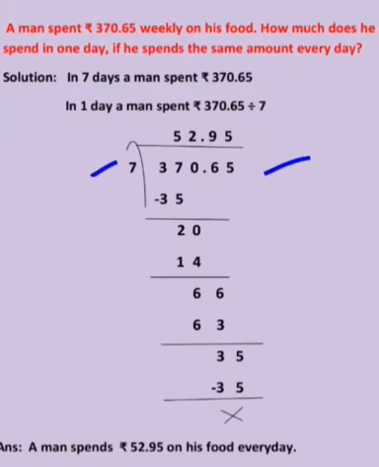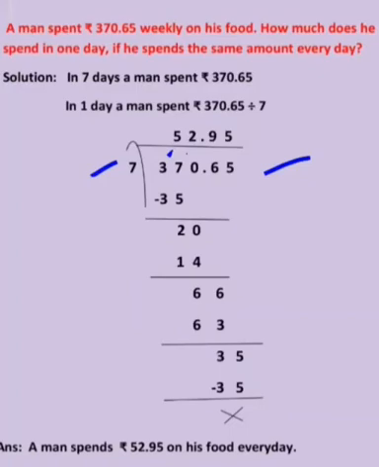Just do division as a whole number division. Let's start. 7 is a 1-digit number. If you take the first digit of this dividend, that is 3, then within the table of 7, 3 is not coming. So we have to move to the next digit. That means 2 digits together, 37. Take 37 first. If you take 37 first, then what to do?